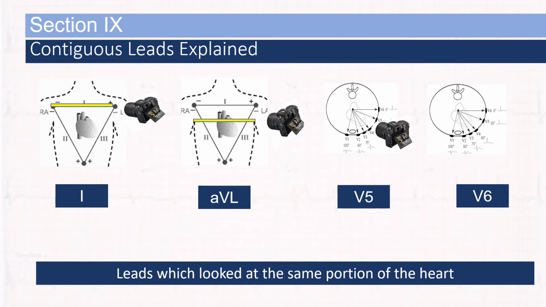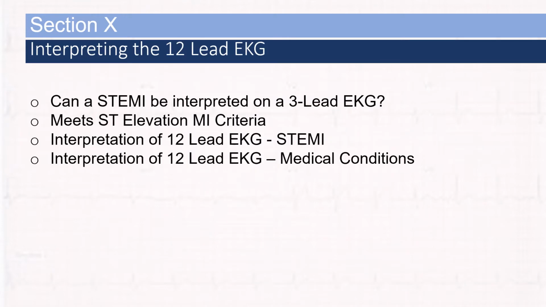In V5, the camera, specifically the electrode, is just anterior to V6, which is at the axillary line. And of course, we have V6 at the axillary line, looking at the lateral portion. So all these perceived camera views are coming in from the left side of the patient, looking at the lateral portion of the heart. That's why they are all considered contiguous. In section 10, we're going to discuss ST elevation MI criteria and go over some interpretation of some 12 lead EKGs, including some STEMIs and other medical conditions.